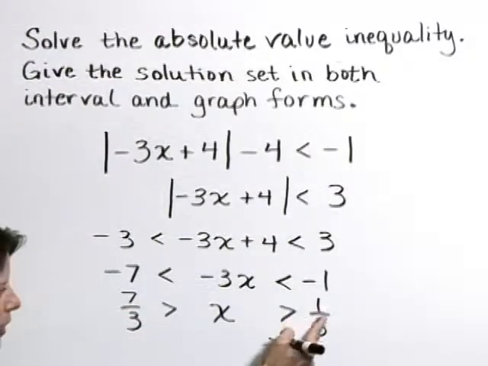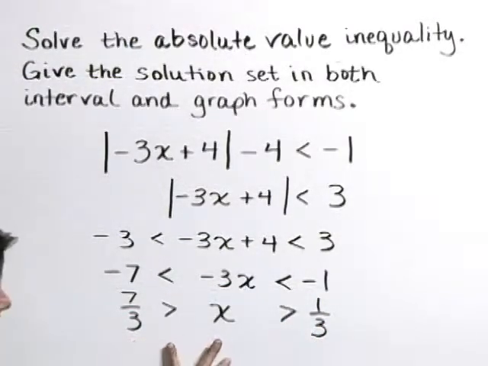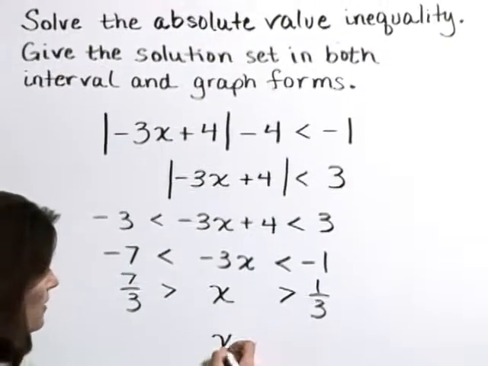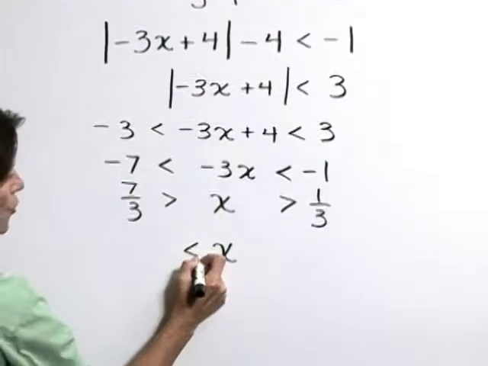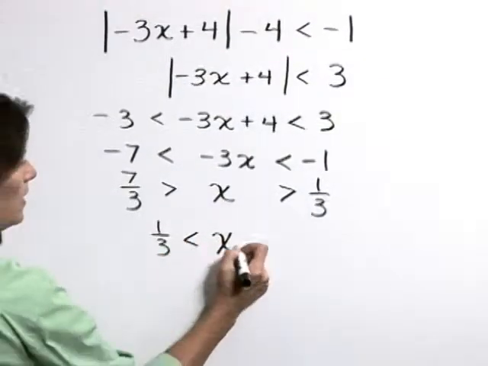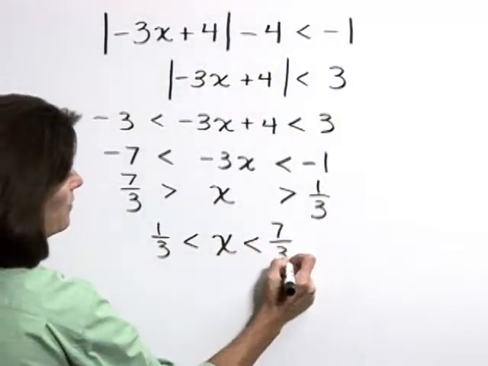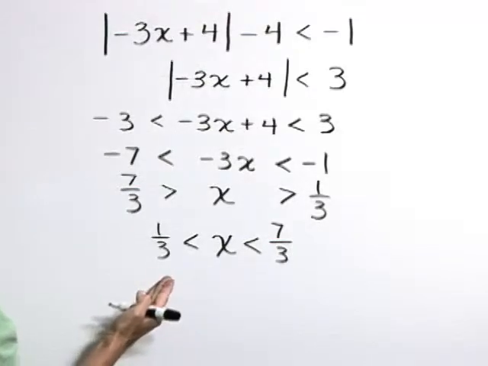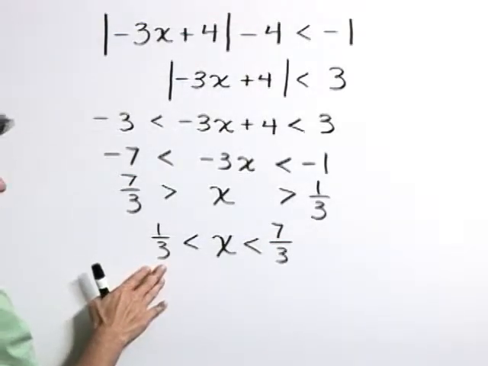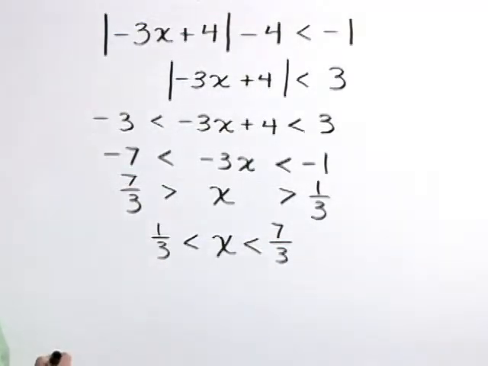Now notice that 1/3 is smaller than 7/3, so let's go ahead and just mirror image this statement around and write this as all x values that are greater than 1/3 and less than 7/3. It looks a little better. It reads more easily if the smaller number is on the left, larger number on the right.